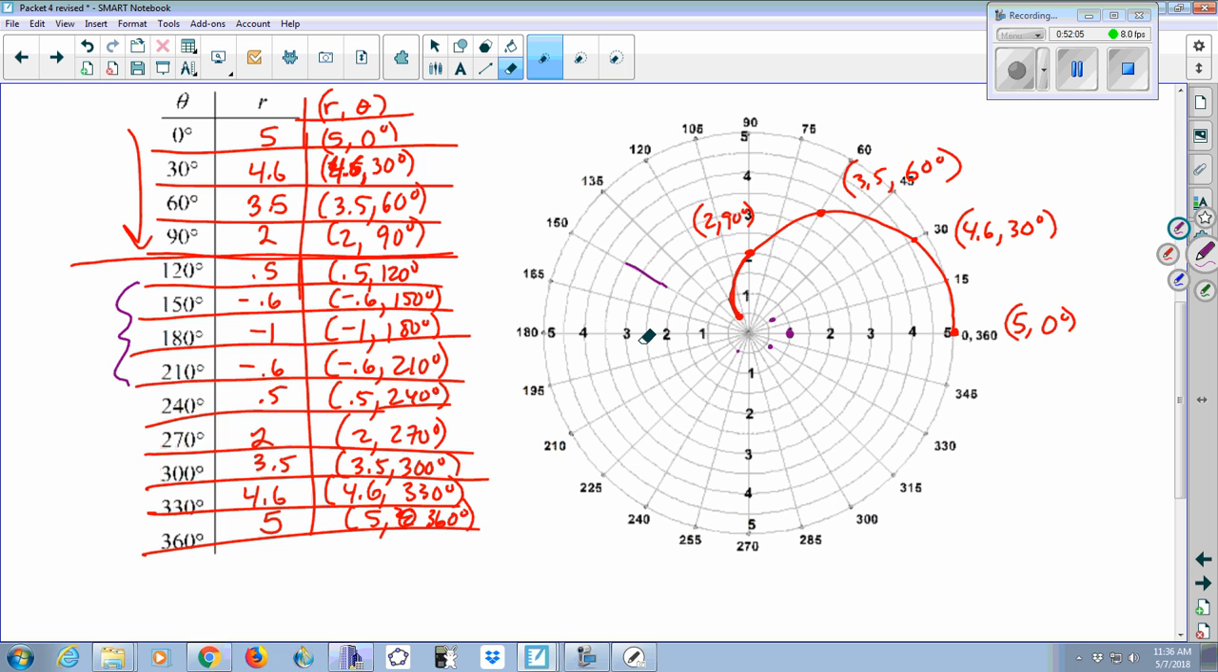But before I even start there, I want to connect my points here. Then I come back down like that. I'm starting to loop out here. 2, 3.5 at 300. 4.6 at 330. And then back to 5. Look at this incredible shape that I get.